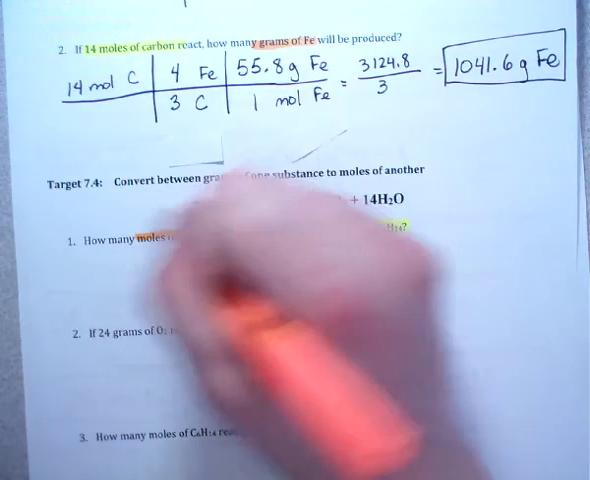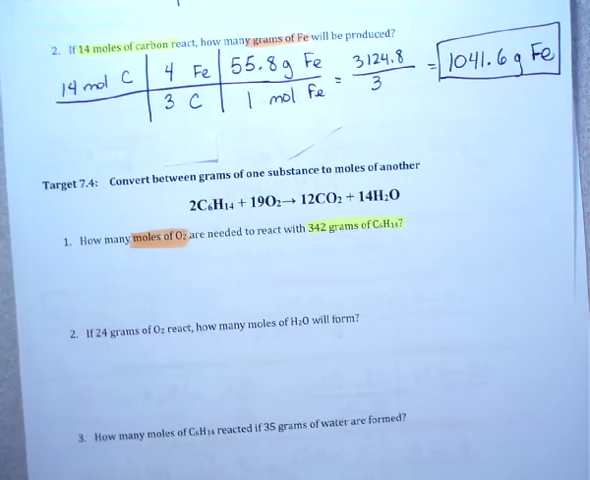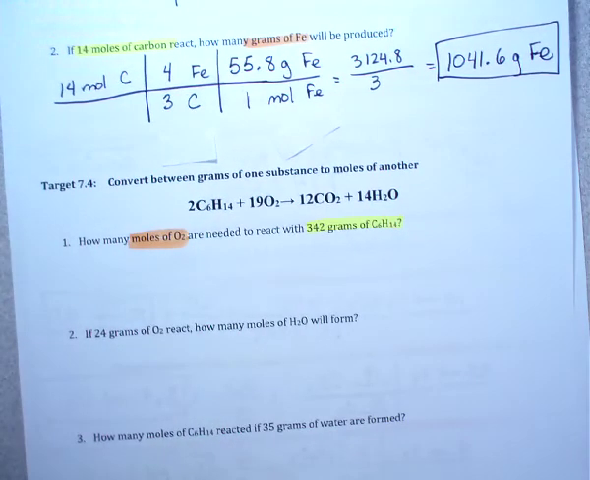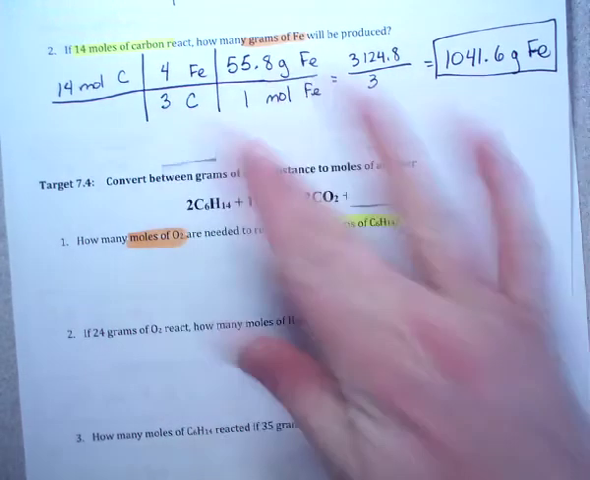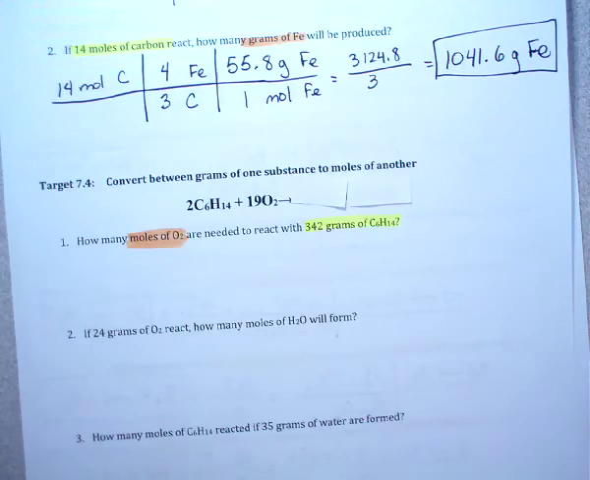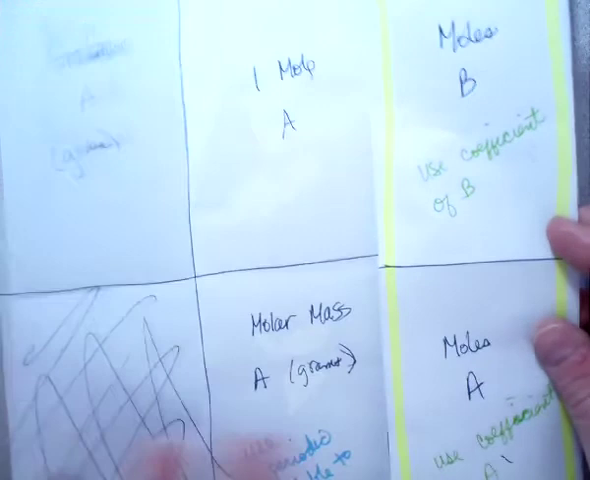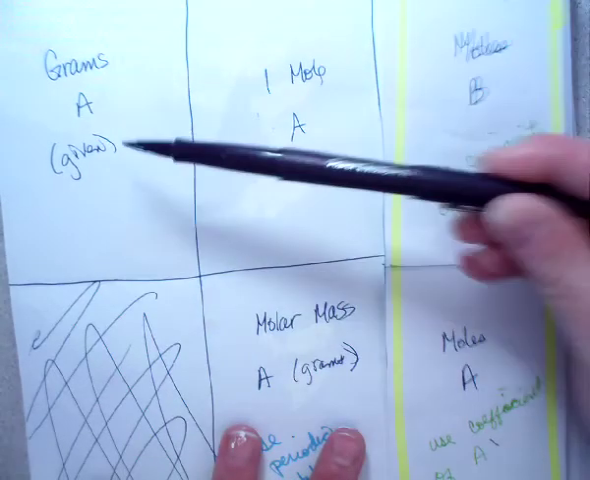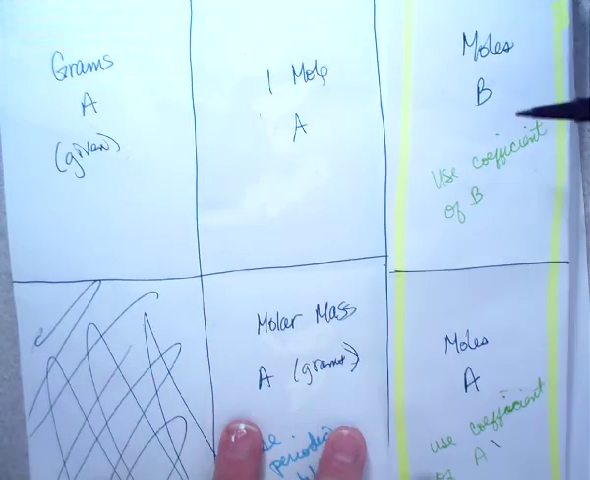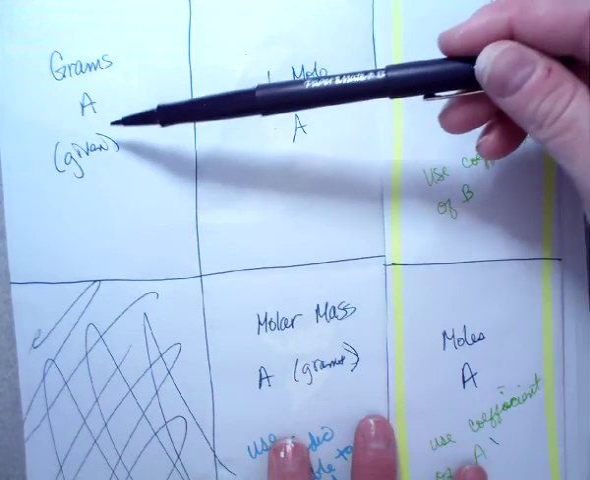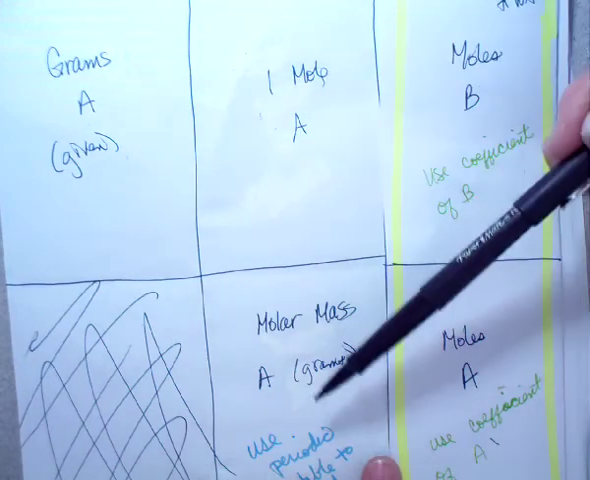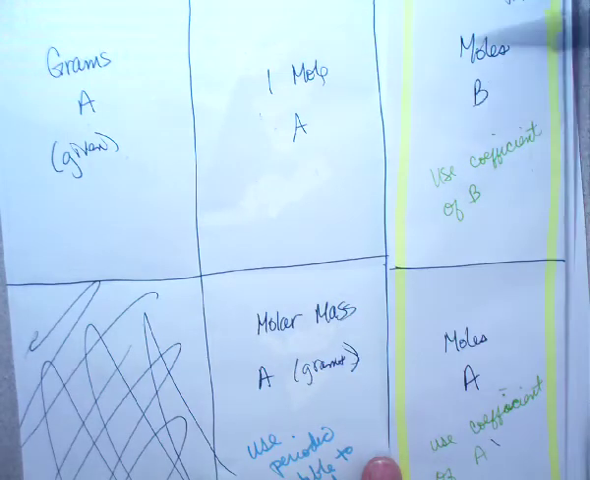I'm going to highlight what was given to me. That was the 342 grams of C6H14. And I'm asking you to find oxygen, moles of oxygen. So I can ignore the products of that reaction. If I look at my foldable, in this case, I'm starting with grams, and I'm asking you to end with moles. The first step is to convert the grams that was given to you into moles using the molar mass of the compound given to you.